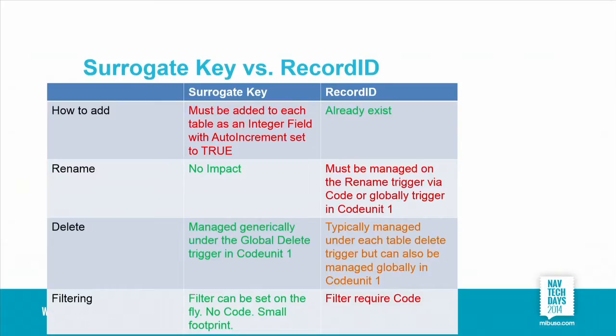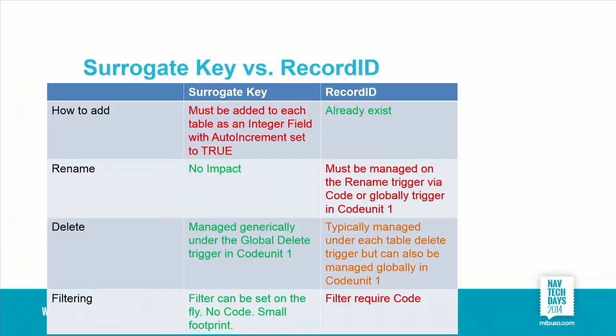Record ID already exists, way better. But if I need to rename something, record ID changes, I need to update all my records, I need to change it all over the place. Kind of not so good. My surrogate key, I don't care because it doesn't change, it has nothing to do with the contents of the data in the record. It stays the same.